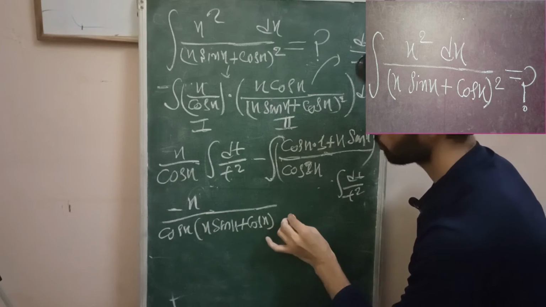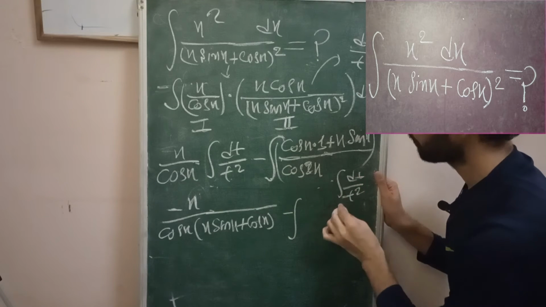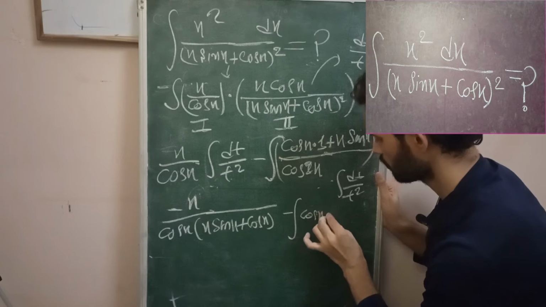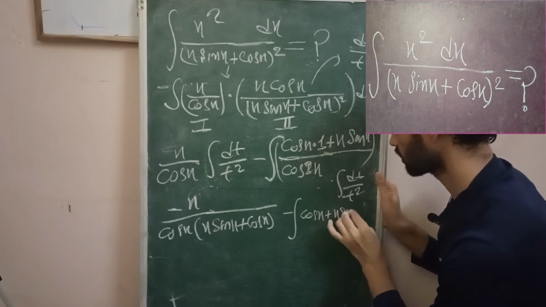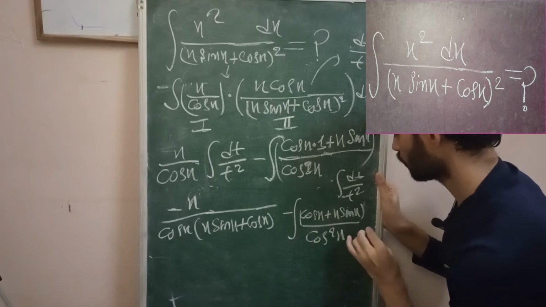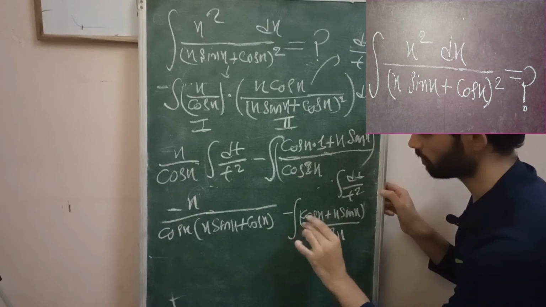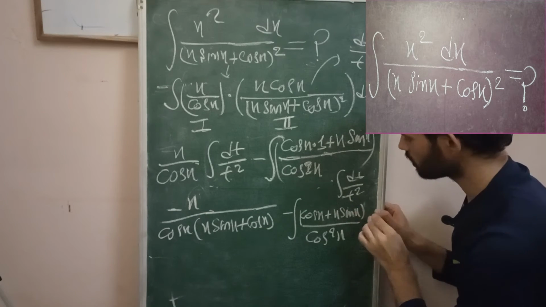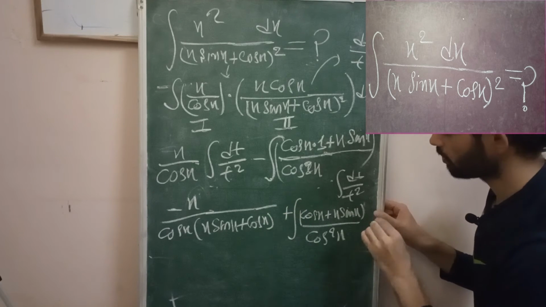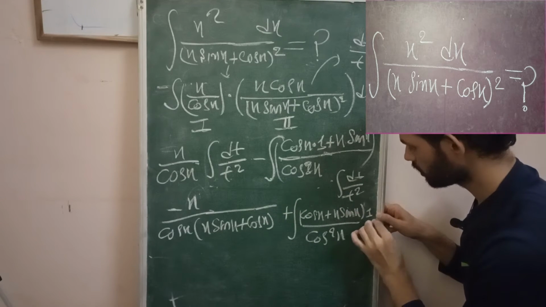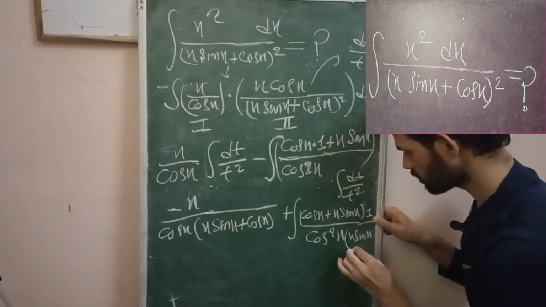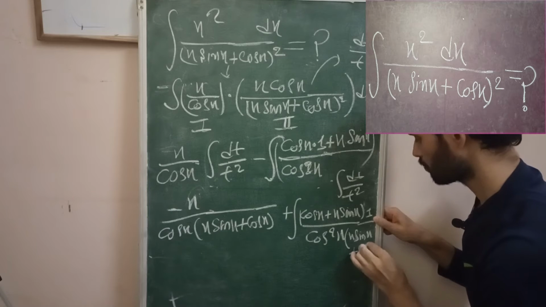Now see next, the integration of this also: cos x plus x sin x divided by cos square x. So the integration of this is like the same, minus 1 by t. Minus, minus 1 by t, minus minus becomes plus. So this is 1 by t. And t is x sin x plus cos x.